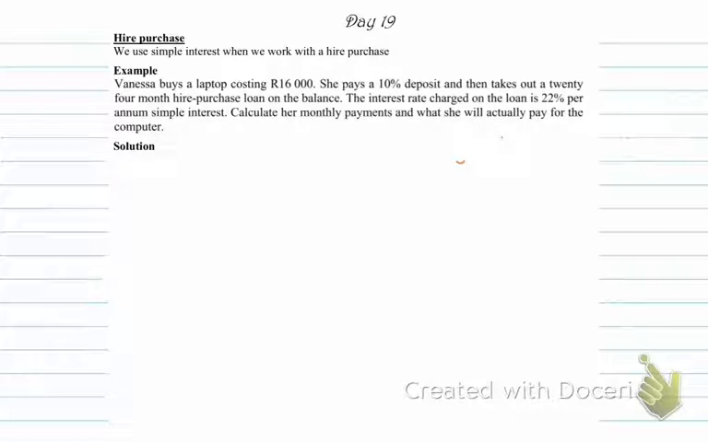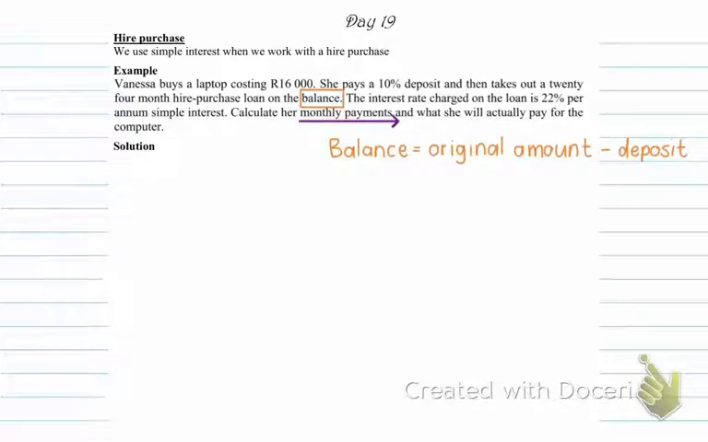Now let's first look at the balance. What does a balance mean? The balance is the original amount minus the deposit. In other words, that's 16,000 Rand minus the 10% deposit. That will be your balance. Okay, let's read on further. The interest rate charged on the loan is 22% per annum simple interest. Calculate her monthly payments and what you will actually pay for the computer. So there's two questions. We must calculate her monthly payment and also what you will pay in total for this computer, what her actual payment will be for the computer.